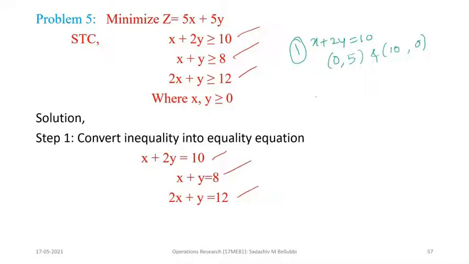And for the second equation, x plus y is equal to 8. For that, if you put x as 0, then y is 8. And one more coordinate: if you put y as 0, then x is 8. These two are the coordinates.